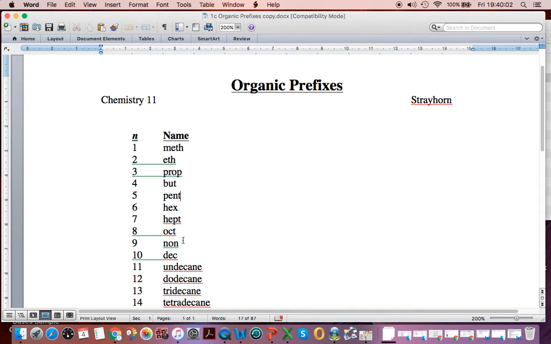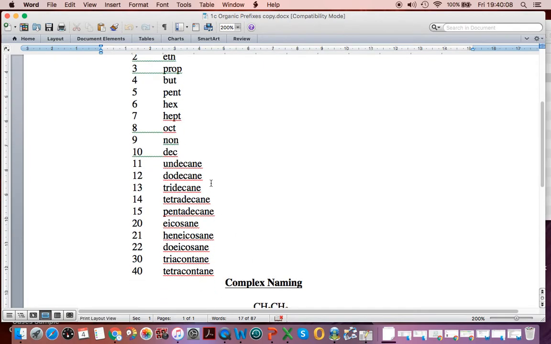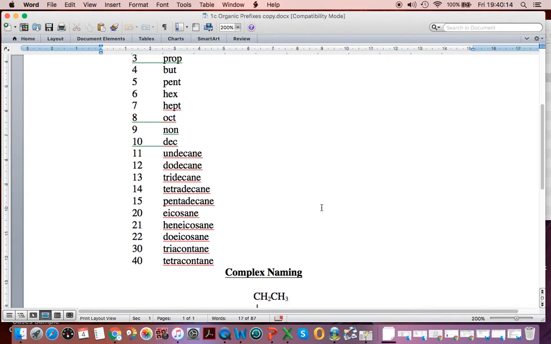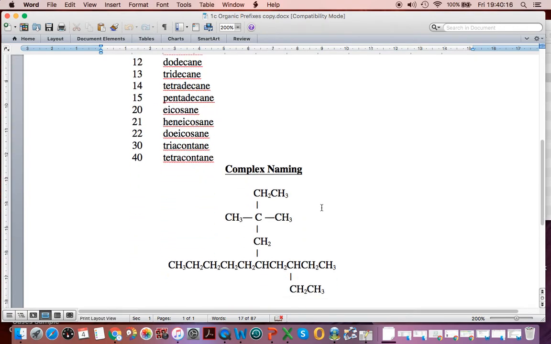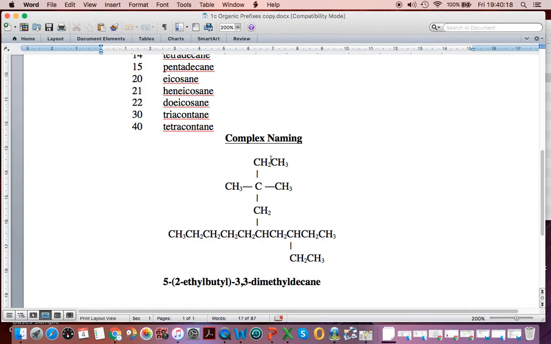So those are prefixes, and you have to know them from n equals 1 up to 10. If I go bigger than 10, these ones I would have to give you. Down the road, if you go on in organic chemistry, you may be expected to memorize them. Now, here I get ahead of myself. We're looking at a very complex molecule, and typically this would be much harder than what you're going to see this year. But it's trying to show you that we need some system for naming.